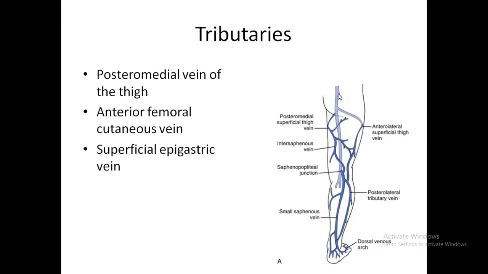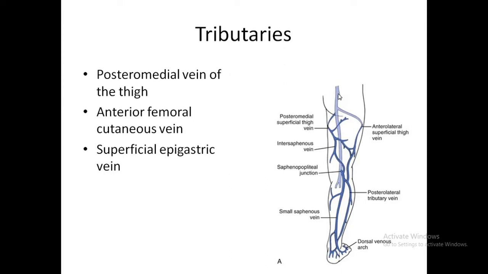Tributaries of the great saphenous vein. There are several tributaries of the great saphenous vein. Number one is the posteromedial vein of the thigh. Now you can see the posteromedial vein of the thigh. It drains the superficial aspect of the posteromedial region of the thigh.